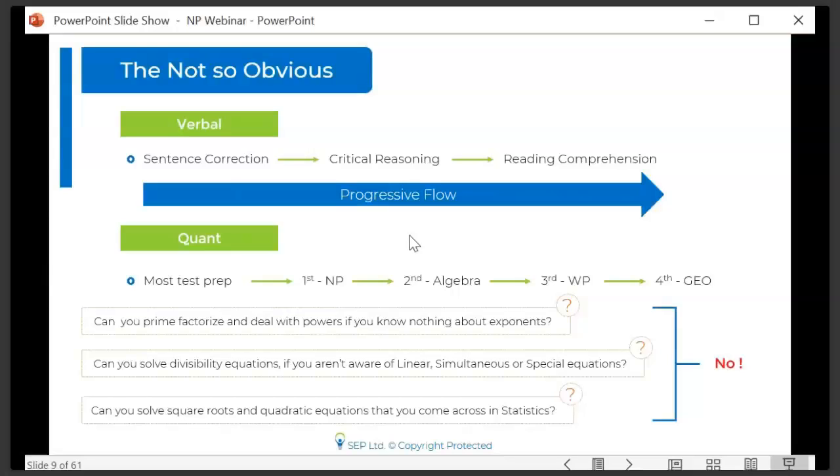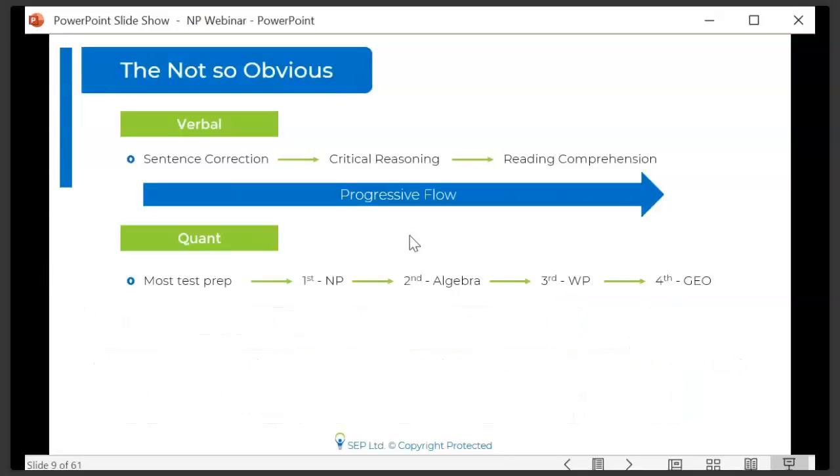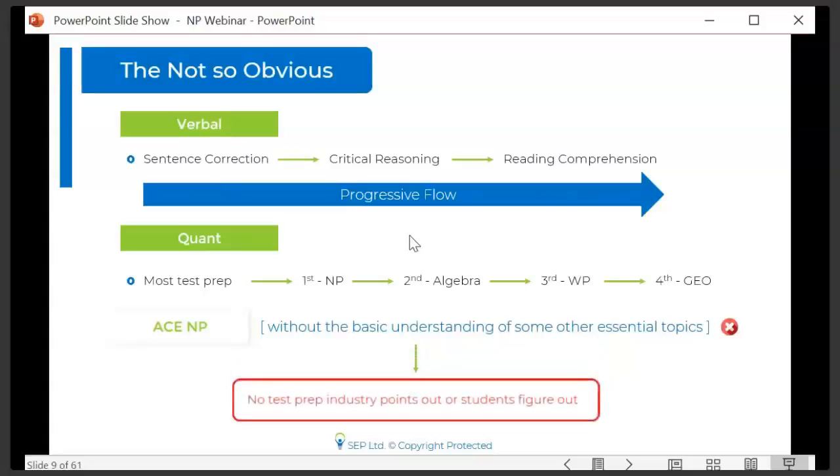The reason is that if you don't know these topics like exponents, special equations, and quadratics and square roots, there is a chance that you might falter in these kinds of questions. So to ace number properties, just having the basic understanding of number properties is not enough. You need to know the other topics as well. And this is something that no test prep industry points out, and students don't figure this out either.